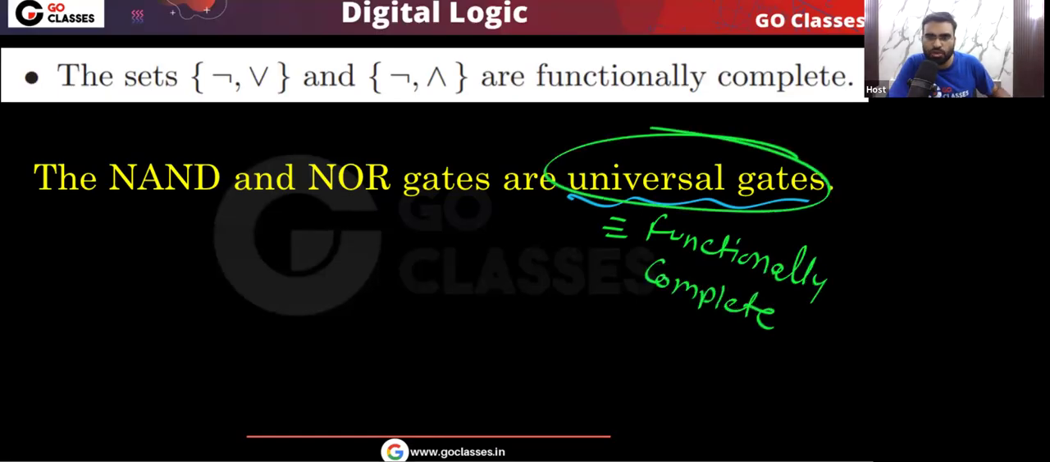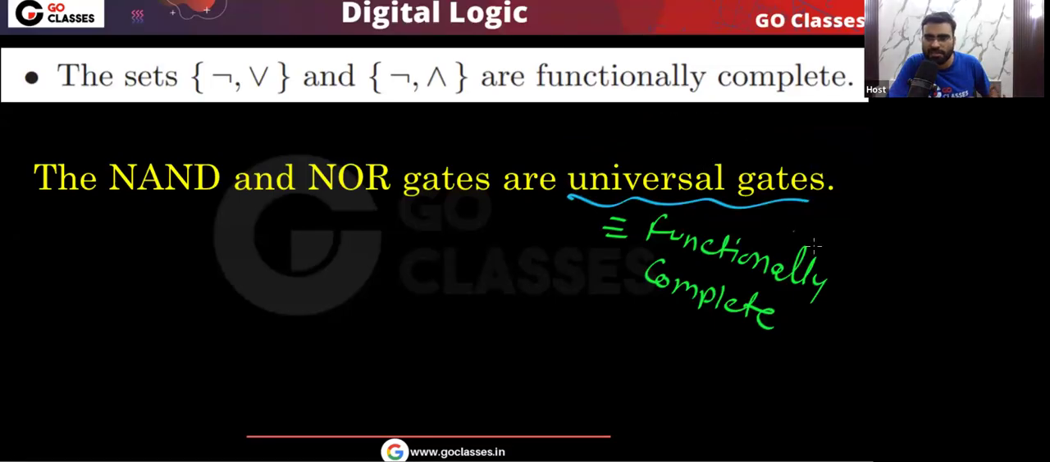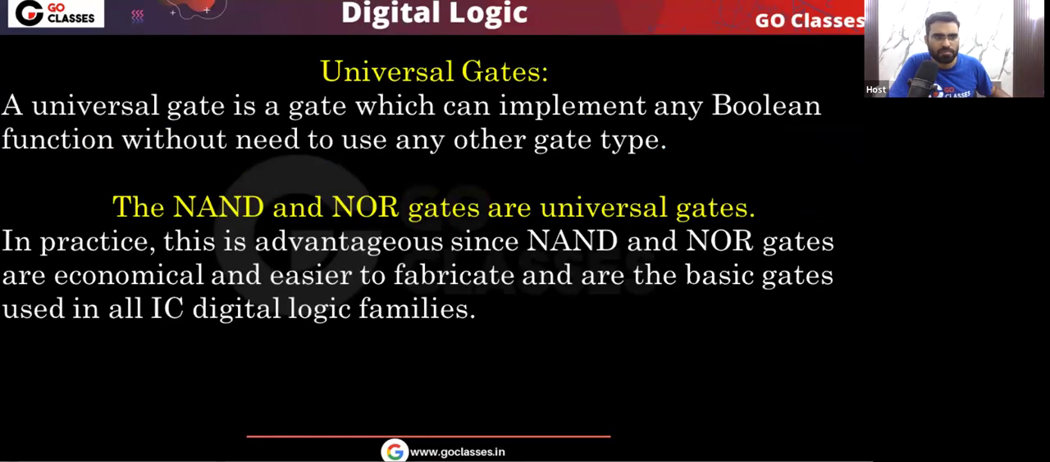Actually, this word is used for those gates which alone are enough to realize any Boolean function. For example, NAND gate alone is enough. Yes or no? If you only have NAND gates, then using those you can realize any Boolean function. Anyway, universal gate is just another word for functionally complete. Now let's move on.